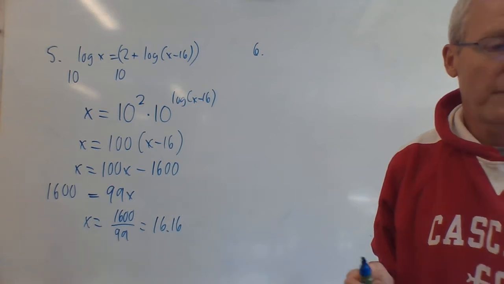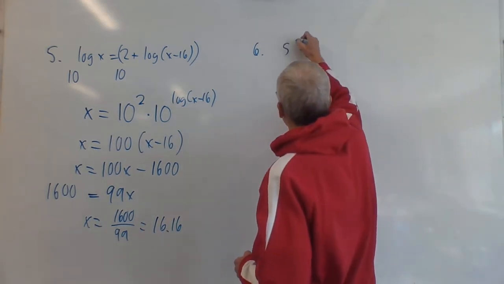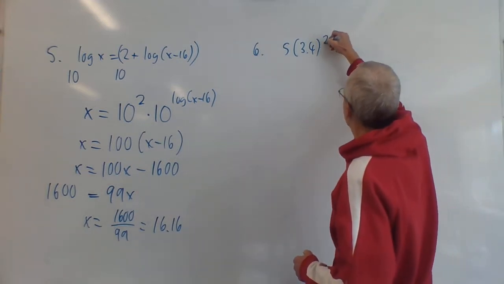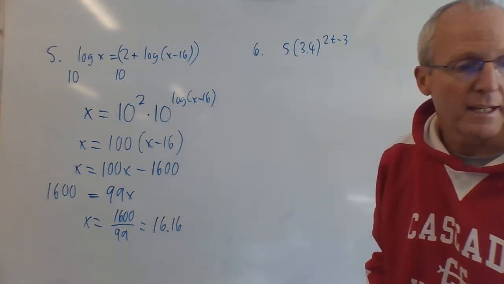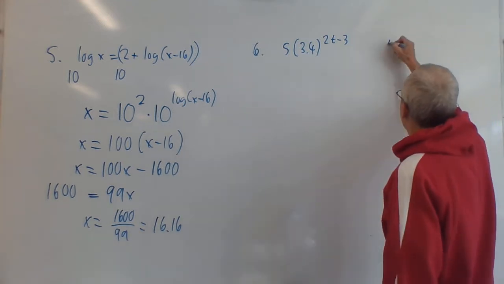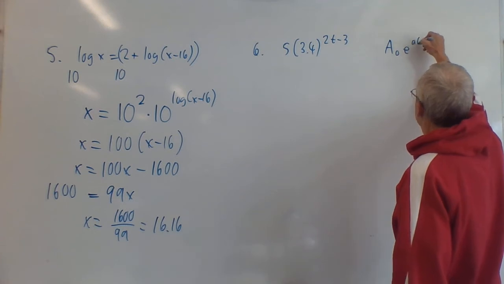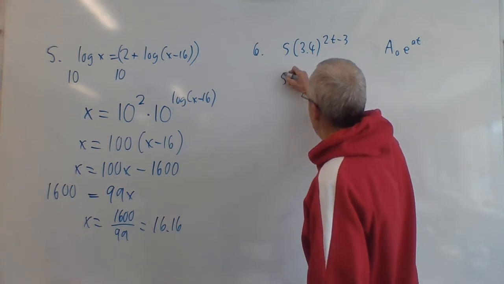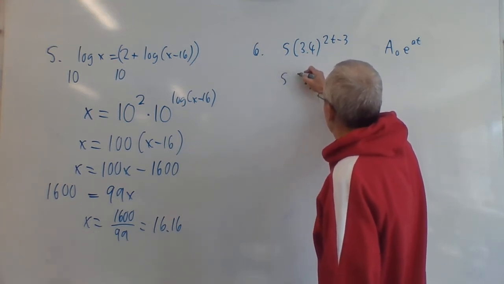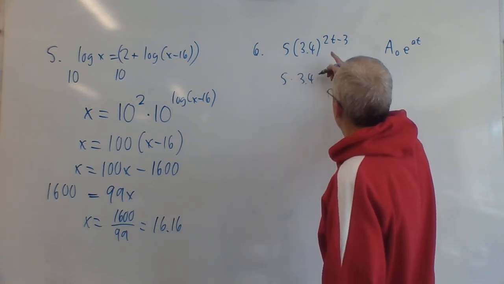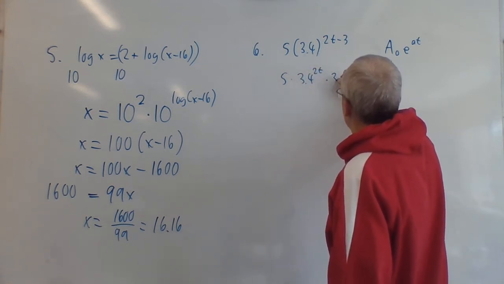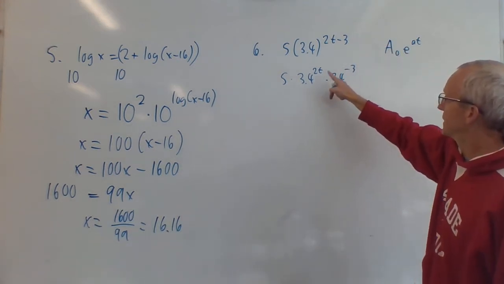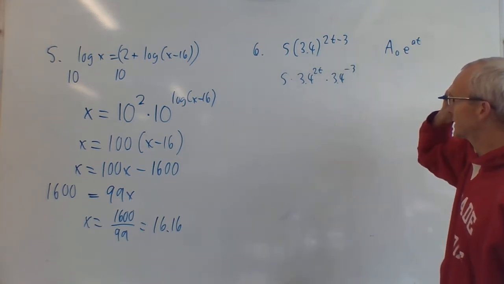Write in the form, okay, 5 times 3.4 to the 2t minus 3. And we want to write it in the standard e form. We want to write it as a0 e to the at. Okay, so first we got to get rid of this stuff here. So this is 5 times 3.4 to the 2t times 3.4 to the minus 3, right? Because same base, you add exponents, 2t plus negative 3 is 2t minus 3, yep, that's right.